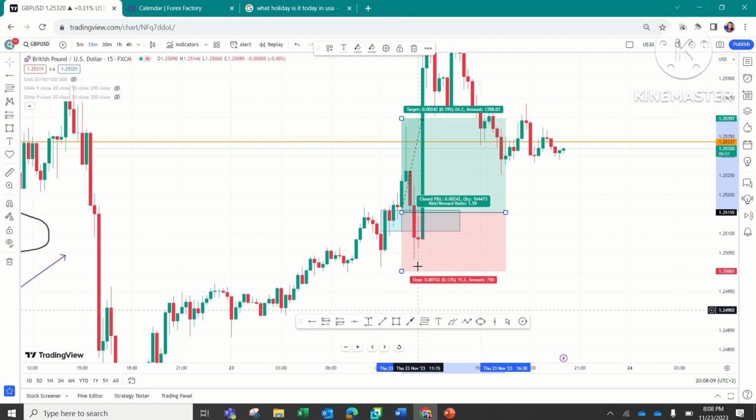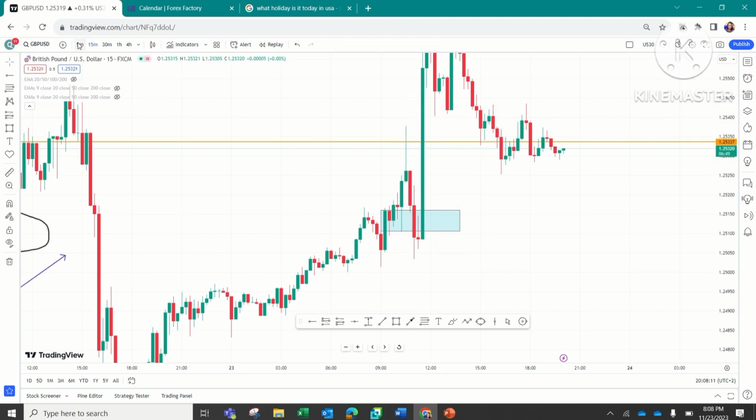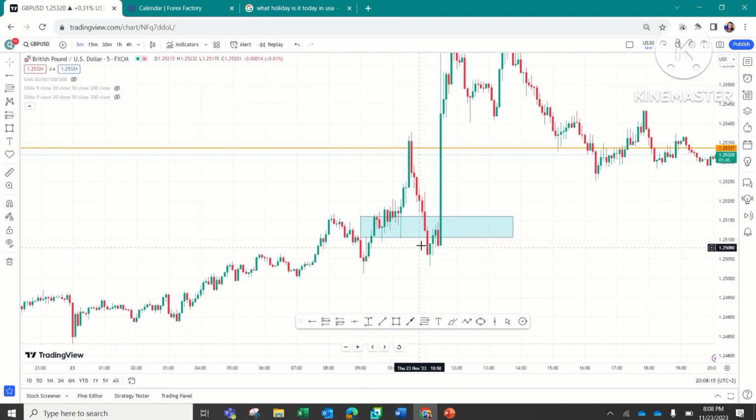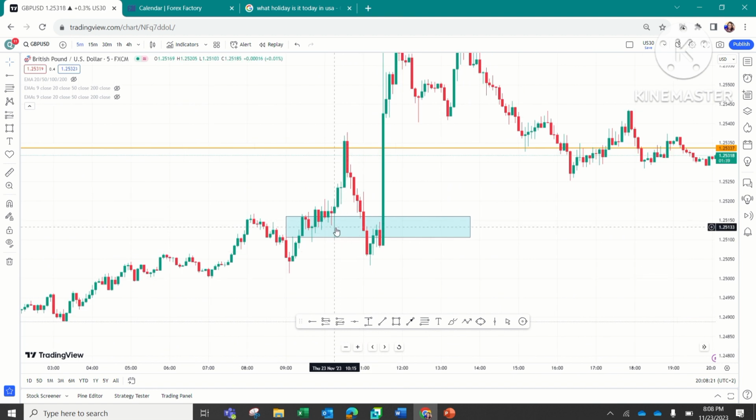That's how I determine my stop loss. My stop loss is always below the previous low on the 15 minute. So I will always go to the 15 minute to check where the previous low was, and then my stop loss will be below that to give my trade some breathing space. And as you can see, I'll always pay attention to the candles on the zone.